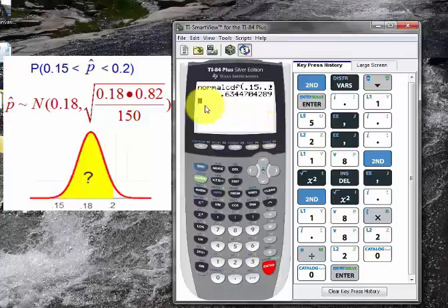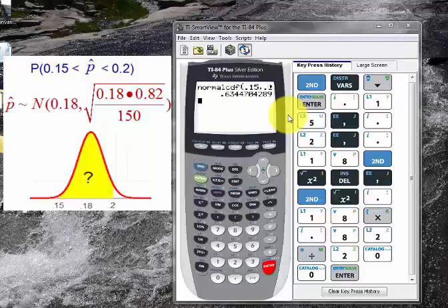We can say that if we randomly selected 150 Americans, then there would be about a 63% chance that between 24 and 30 of these Americans would be underemployed. So that's about all I have to say about the central limit theorem.